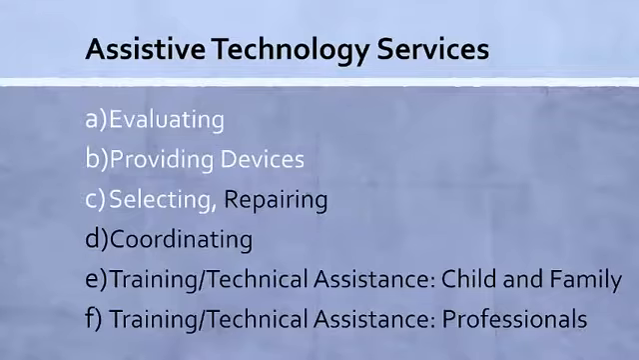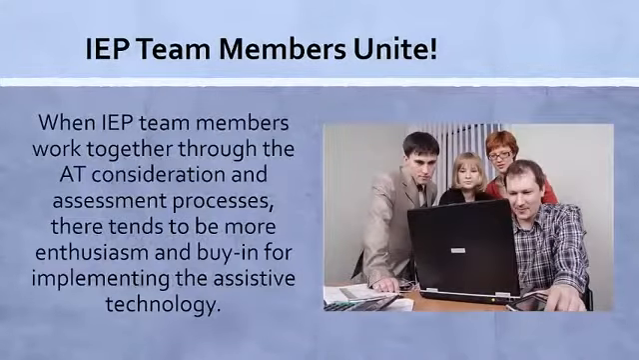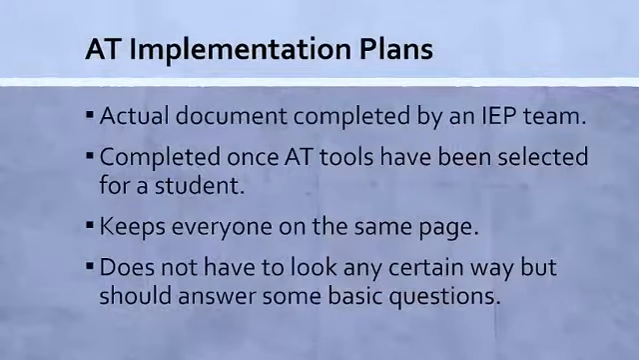An implementation plan helps the IEP team move forward and determine who and how the AT might be repaired, how different AT services will be coordinated, and when, where, how, and who will provide training and technical assistance to the student, family, and professionals working with the student. When IEP team members work together through the AT consideration and assessment processes, there tends to be more enthusiasm and buy-in for implementing the assistive technology. So how do we make this happen? We work to create implementation plans for those students who need AT.